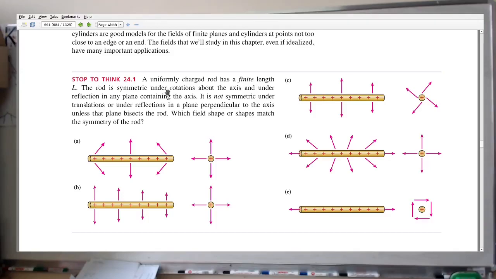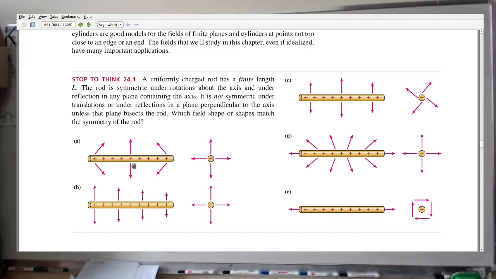The rod is symmetric under rotations about the axis and under reflection in any plane containing the axis. It is not symmetric under translations because it's finite. So as you are moving along a line that's parallel to the axis, things are going to change because you are closer or farther from the ends of this rod.